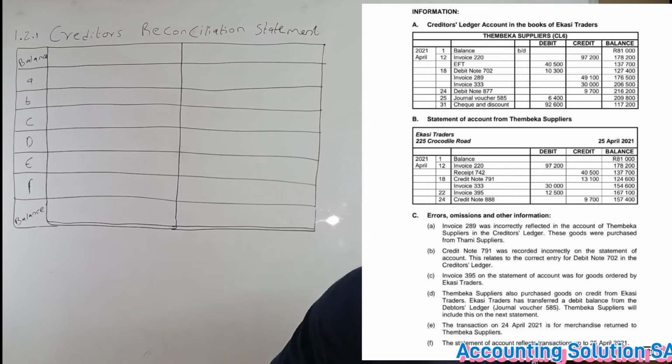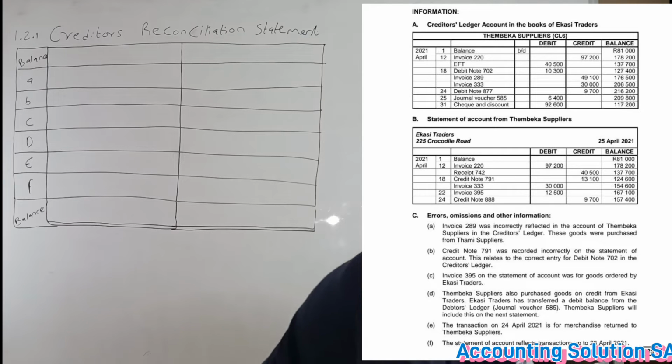So in this case, what do we do? Let's go and check invoice 289. Obviously, invoice 289 is not there on the statement of account of Tembeka, but it is reflected in our books, the books in which we record Tembeka supplier. Let's check 289.